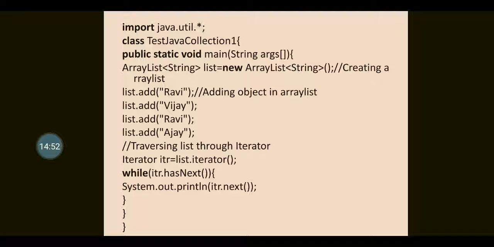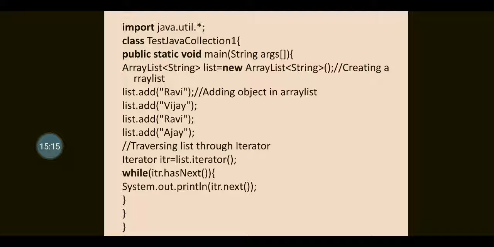So itr.hasNext() will give Ravi as first, and then in the second iteration it will give Vijay, and in the third iteration it will give again Ravi, in the fourth iteration it will give Ajay, and in the fifth iteration it will give null, so that the false value will be returned, so that the while loop will be false.